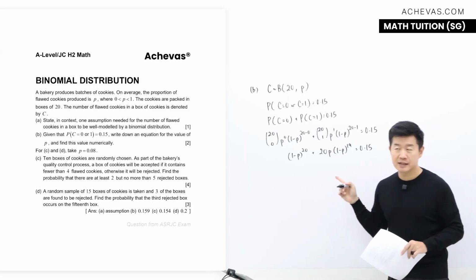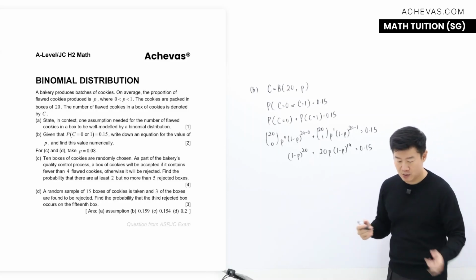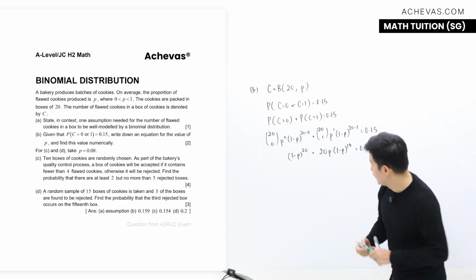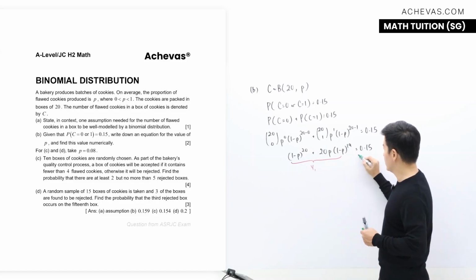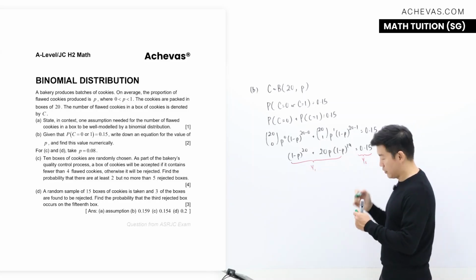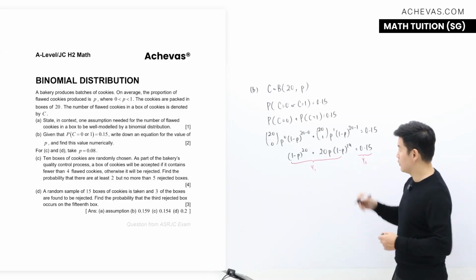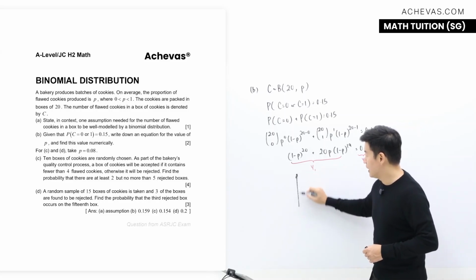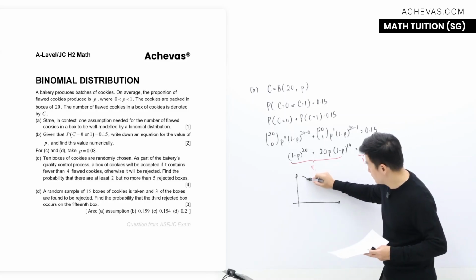And to solve this for the numerical value of P, we're going to draw this onto our graphing calculator. We will plug this into the Y1 of our calculator and this into the Y2 of our calculator, and making use of the graph, we are going to solve for the value of P. If you were to plug this into your calculator, you will get a graph that looks something like this.